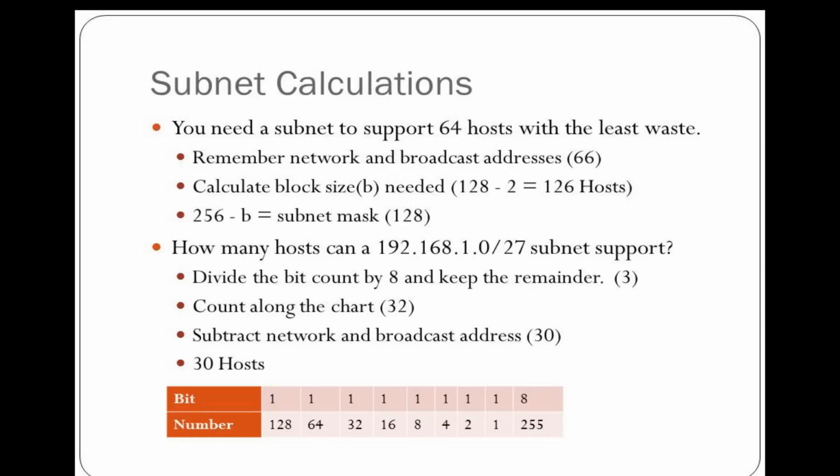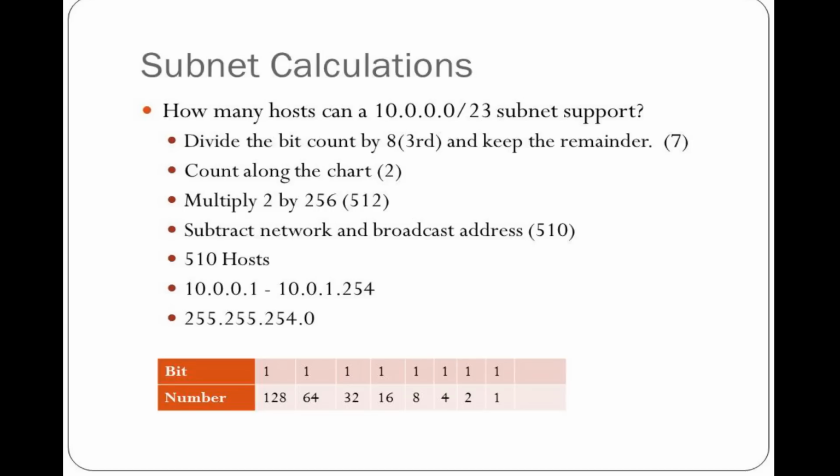And finally, we will have one more subnetting exercise that will show how to subnet for a larger host address size of 254. We are asked how many hosts can a 10.0.0.0/23 subnet support. We will start by dividing by 8 to get our remainder of bits used by the mask. Notice how 8 only goes into 23 2 times. This means we are using the third instead of the fourth octet as our mask placement position. With our remainder of 7, we can count our bits out to get a block size of 2.